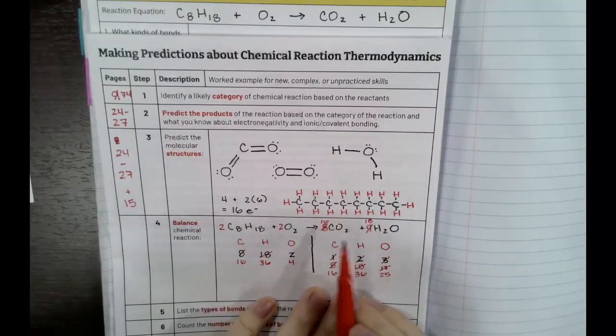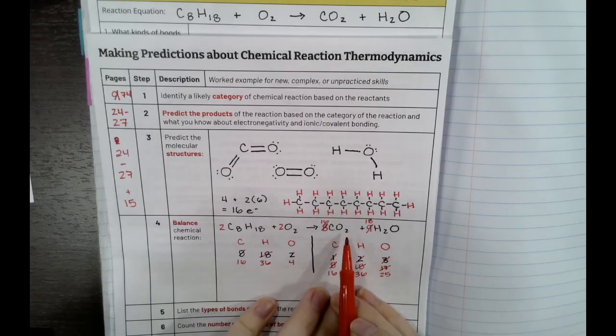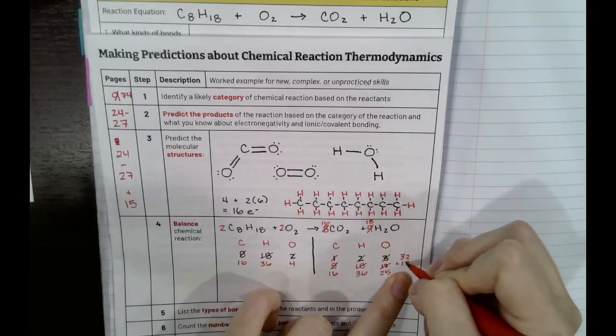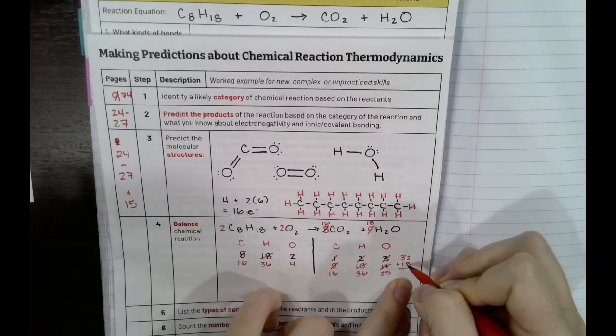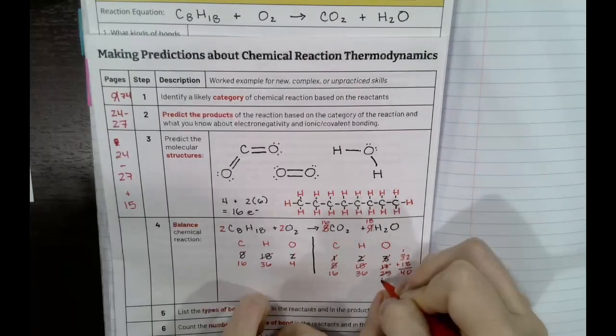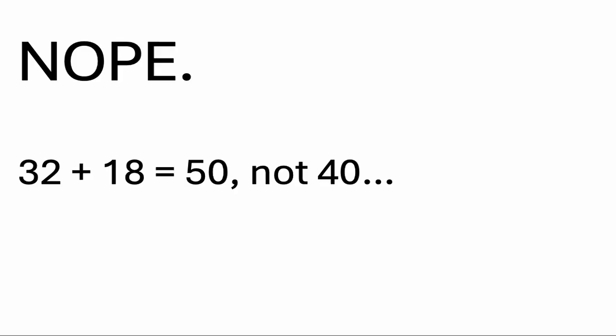Now the oxygen's tricky. Let's see, that's 16 times 2 is 32, plus 18. What's 32 plus 18? Don't laugh at me for doing this the slow way. 2 plus 8 is 10, carry the 1, 50. Okay, 40. All right, my dears.